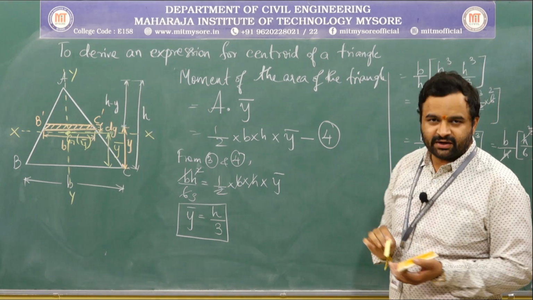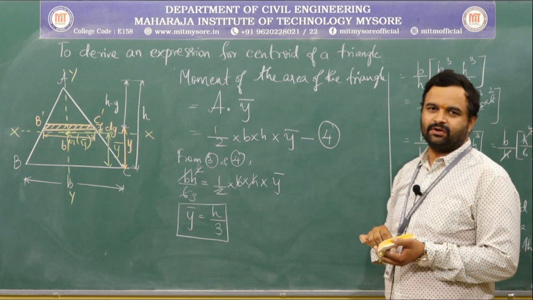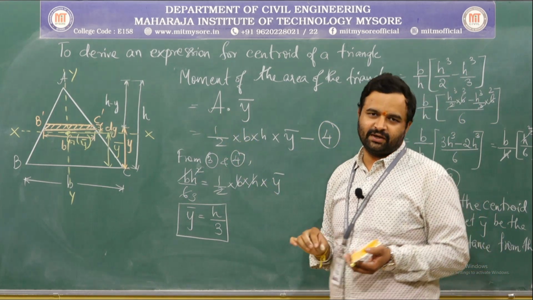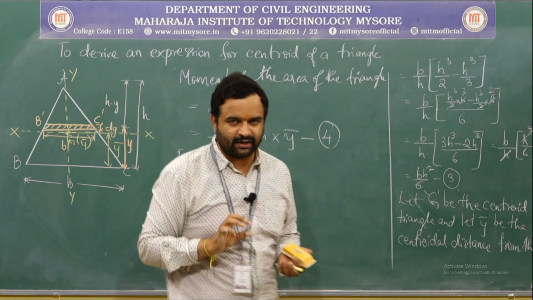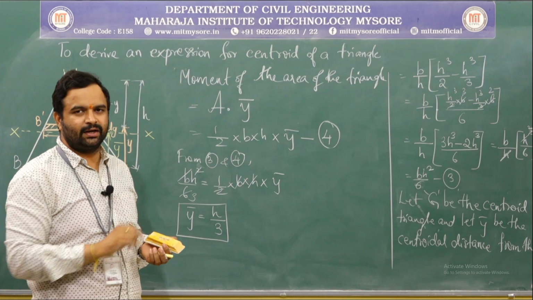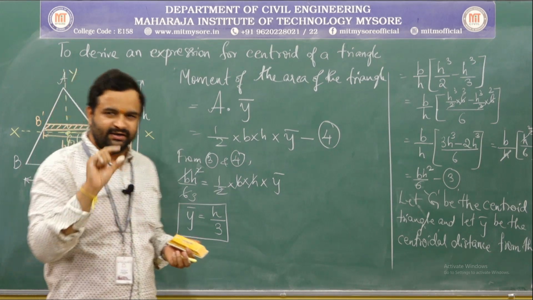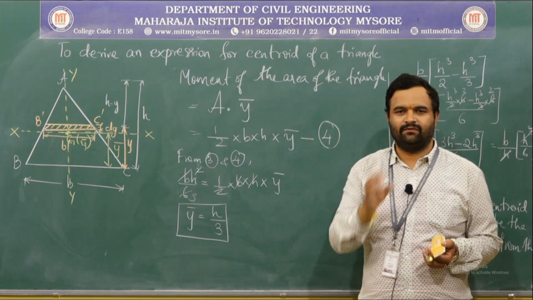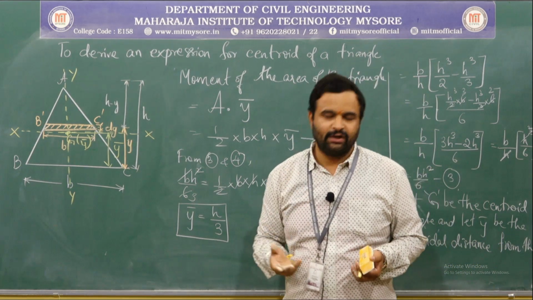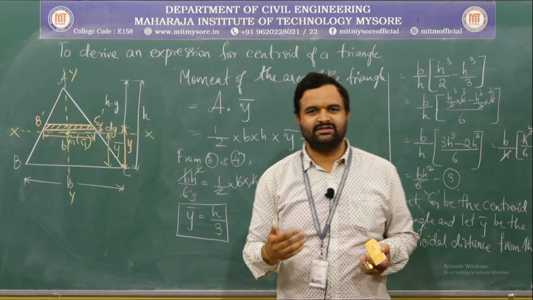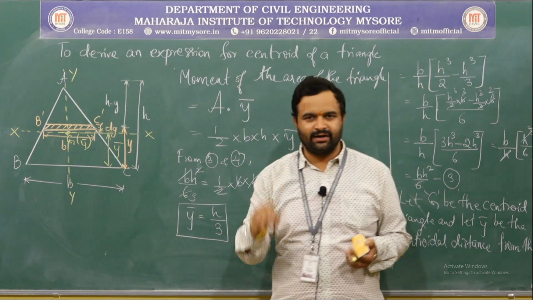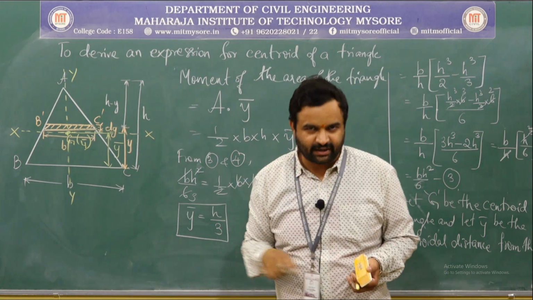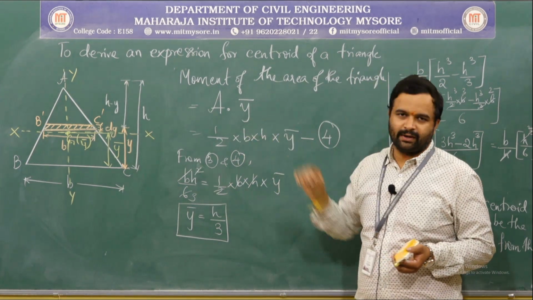Similarly, for a right angle triangle, you can derive the same expressions for the centroid following the same steps. But you need to draw the figure consisting of only the right angle triangle and consider the small elemental area along the horizontal direction at a distance of small y from the base, then calculate the moment of the area of that particular strip or small elemental area, and then consider the entire triangle, apply the limits, integrate it, and we'll get an expression. Then calculate the moment of the area of the entire triangle, half into base into height into its y bar distance.